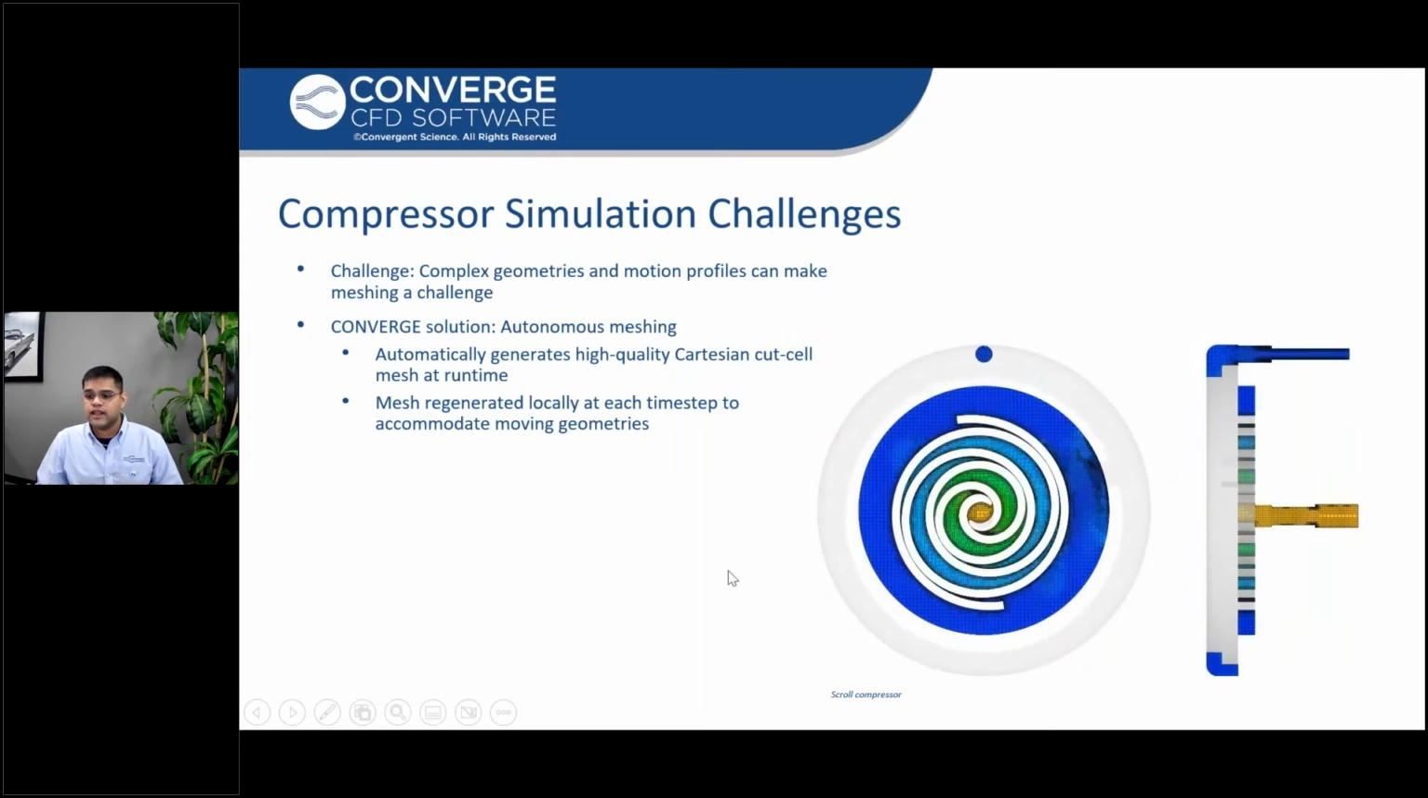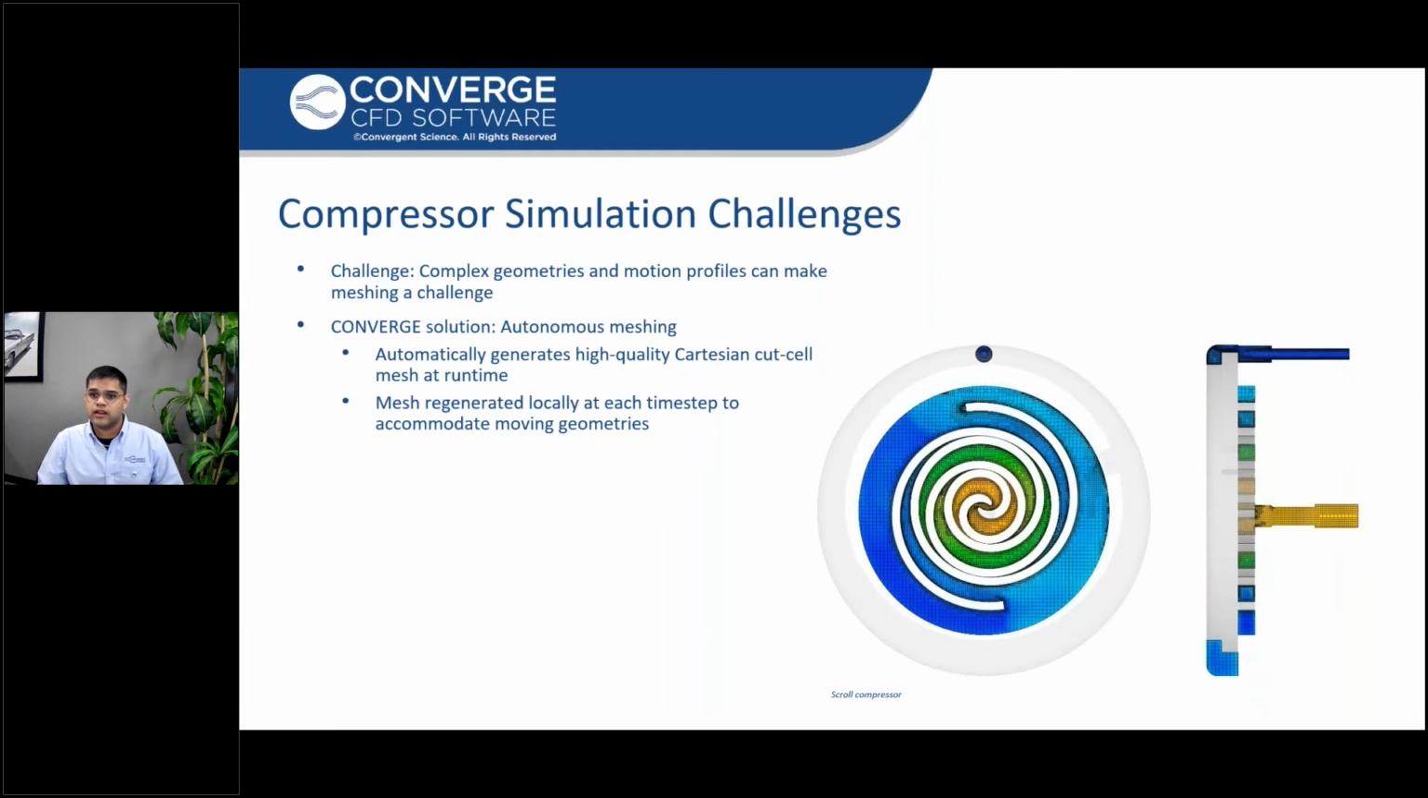So here you can see an example of a scroll compressor where the mesh is being cut at every time step to make sure that the motion is captured accurately, and it will also make sure that the domain size and the domain volume doesn't change.